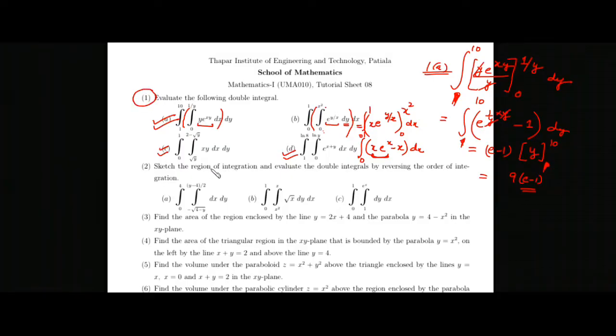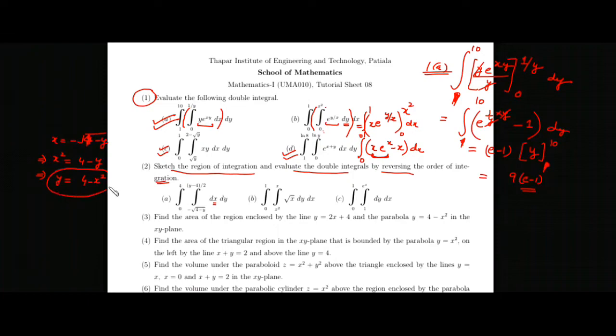Now see question number 2. In question number 2, you have to sketch the region of integration first and then evaluate the double integral by reversing the order of integration. Now just see, in part A, first you have to integrate with respect to x, and these are the limits of x. So x is equal to minus square root of 4 minus y. It means x square is equal to 4 minus y, which implies y is equal to 4 minus x square.